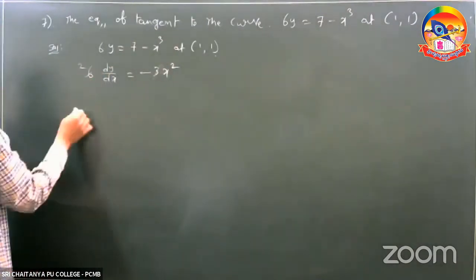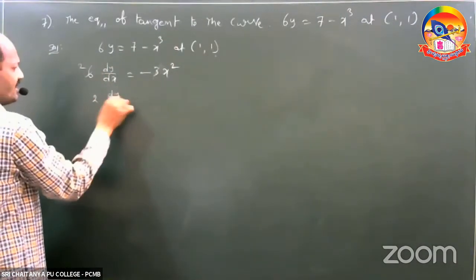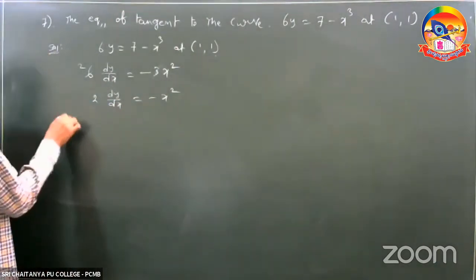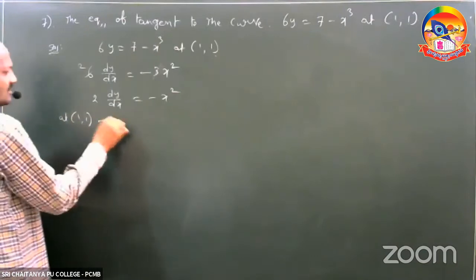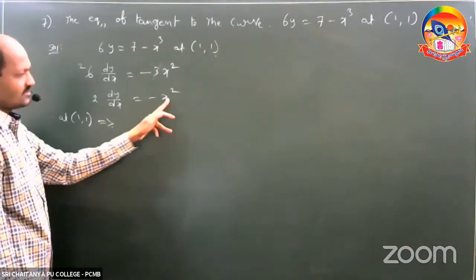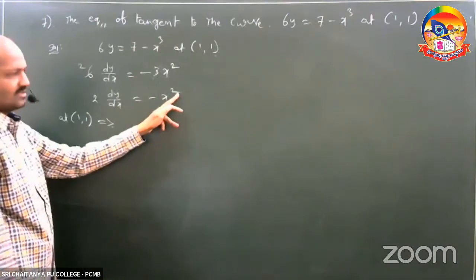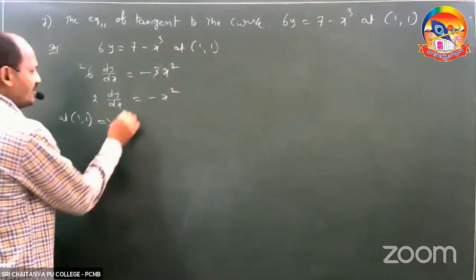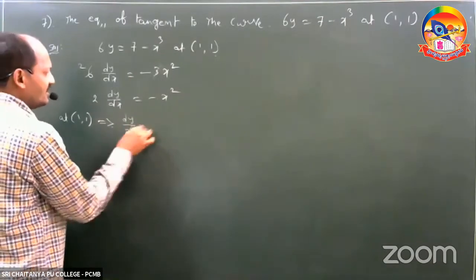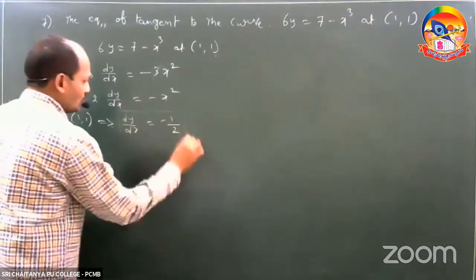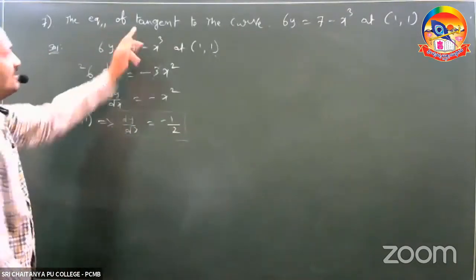Dividing by 3, 2 dy by dx is equal to minus x square at 1 comma 1. So x value is 1, and 1 square is 1. So 2 dy by dx is equal to minus 1. So dy by dx is minus 1 by 2. So it is the slope. Now find the equation of the tangent.